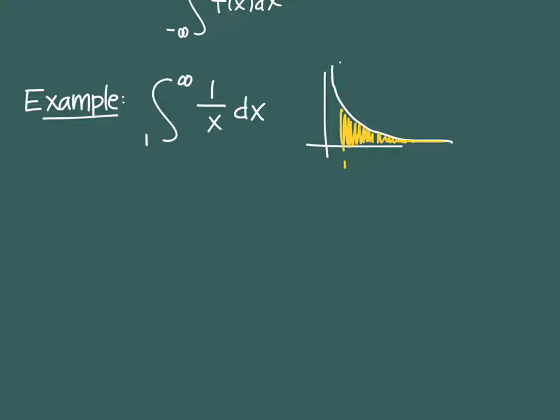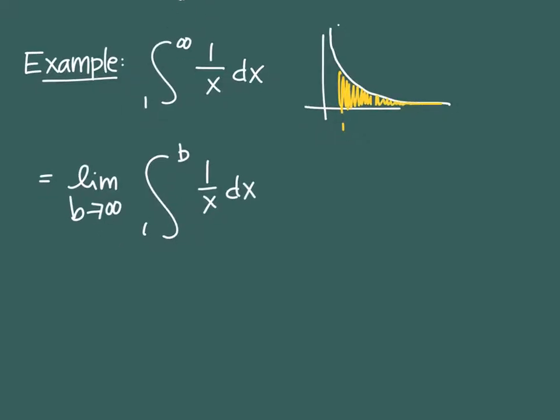Here's how you're going to do it. You're going to go from 1 to b, instead of 1 to infinity, and then you put the limit that b approaches infinity on the outside. You can't leave the infinity as a bound, but you can have infinity as part of your limit. So then you're going to evaluate that integral.